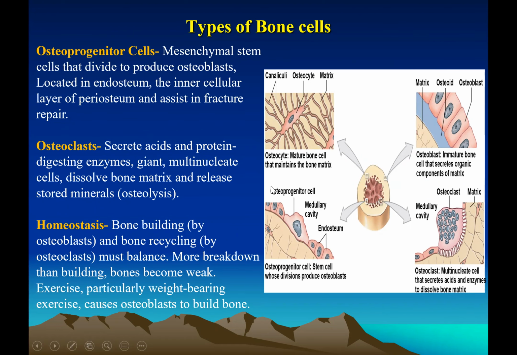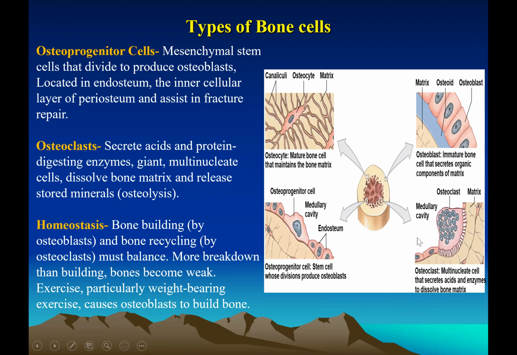Osteoprogenitor cells are mesenchymal cells. They are stem cells. They can divide to form the osteoblast. They are usually located in the endosteum and also in the inner layer of the periosteum. So they will play a role in bone remodeling and during fractures.